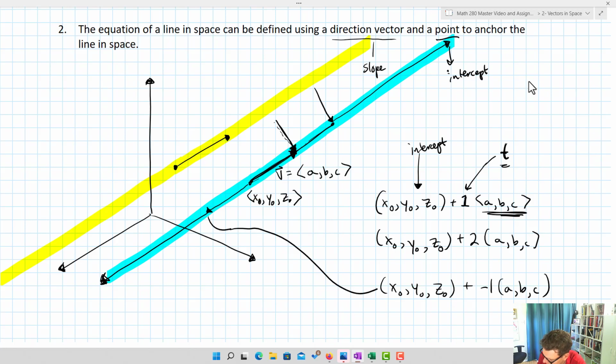So for example, if I want to get to x naught, y naught, z naught, think to yourself, what's the value that I'm going to need there? The value I'm going to need there is 0 for t. So x naught, y naught, z naught plus 0 times ABC just puts me at x naught, y naught, z naught. So it makes sense to call that an intercept. Plug in 0 for your parameter, and you end up getting just whatever the value is for that anchoring point, or your intercept.